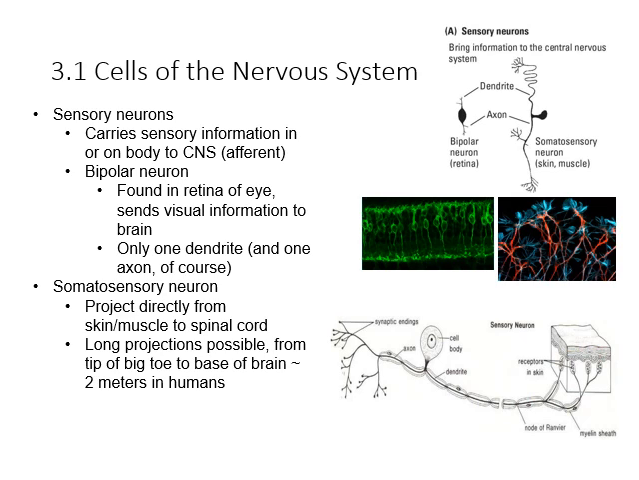And then somatosensory neurons are the other type of sensory neuron. They project directly from the skin or the muscle to the spinal cord. Very long projections are possible. There's a nerve, a group of somatosensory neurons, that runs from the tip of the big toe to the base of the brain, which can be around 2 meters in humans. Most of that length is the axon, so these particular somatosensory neurons have very, very long axons. And this is a picture from a microscope of somatosensory neurons.